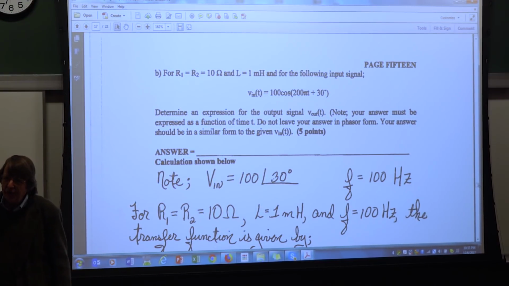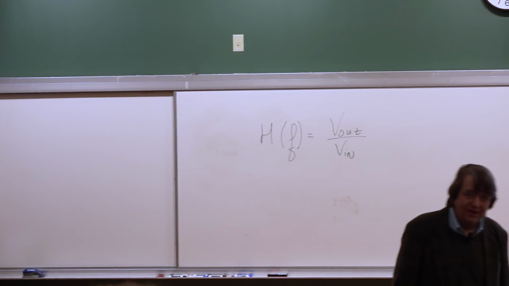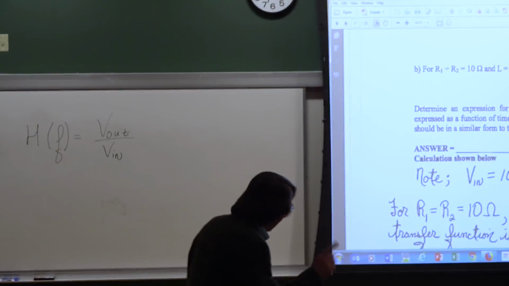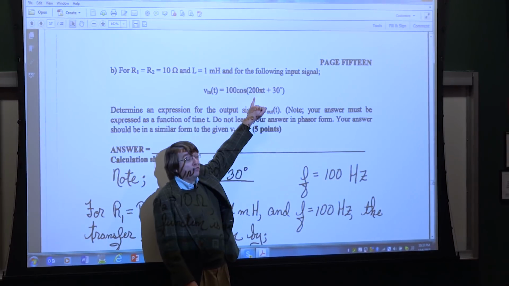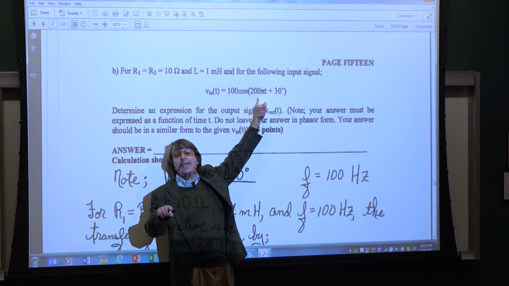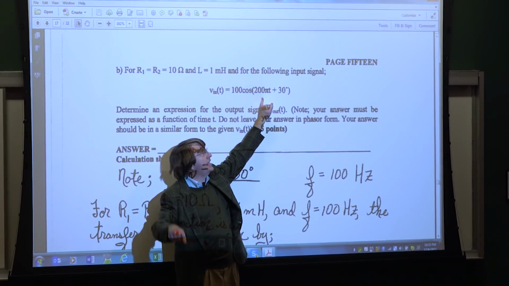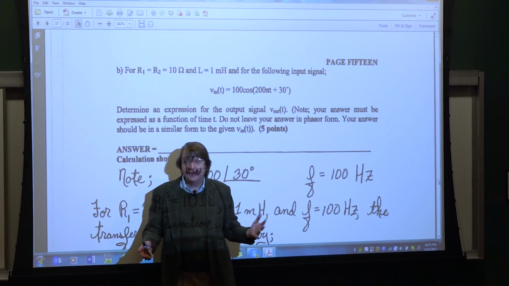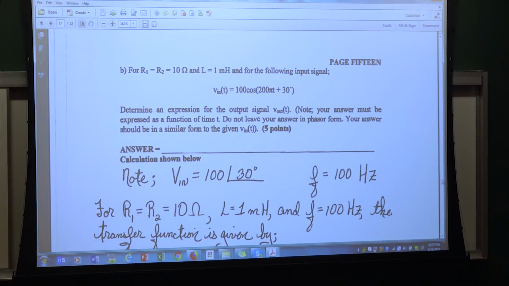How did I get the frequency was 100 hertz? Right. Excellent. That was very good. The standard format is 2 pi ft. So 2 pi ft equals 200 pi t. As our colleague so accurately said, f is then half of 200. So f is 100. So I plug all this in to the transfer function.